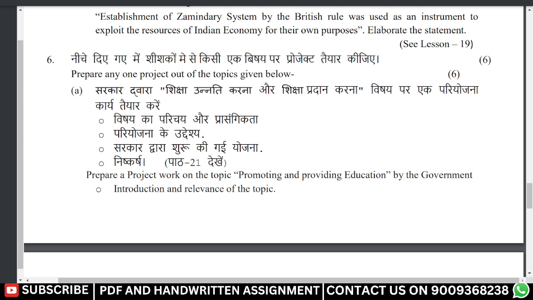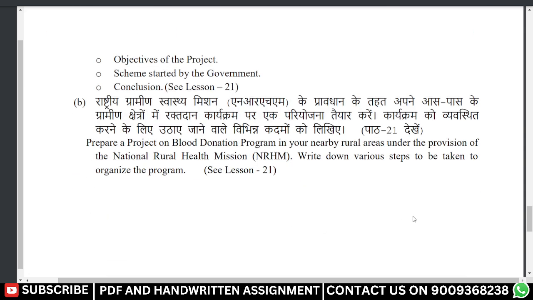Now, question number 6A is: prepare a project work on the topic promoting and providing education by the government. Introduction and relevance of the topic and objectives of the project, schemes started by the government, and conclusions. And question B is: prepare a project on a blood donation program in your nearby rural areas under the provision of the National Rural Health Mission, NRHM. Write down various steps to be taken to organize the program.